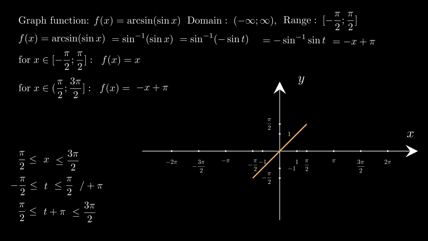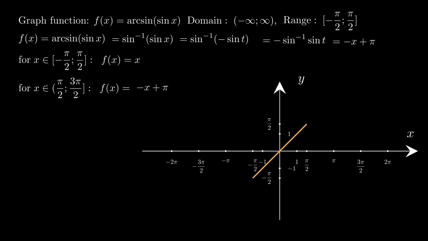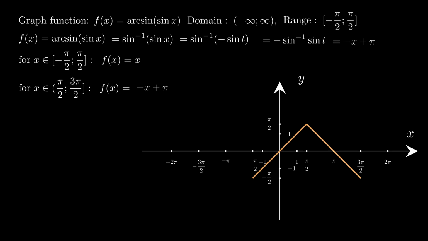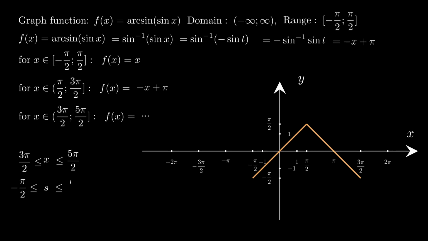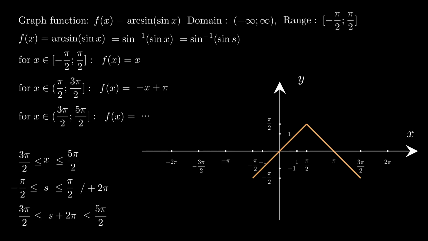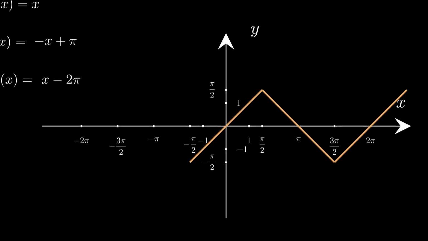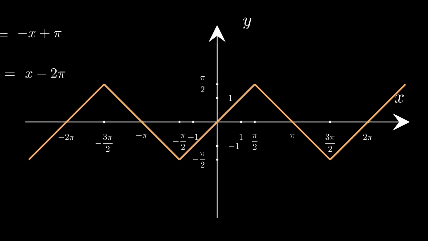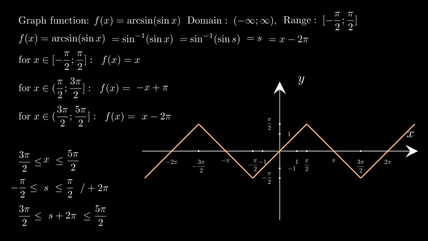Everything will happen in a very similar way. We will use another auxiliary variable, let it be s, and this time the final result is x minus 2 times pi. This makes the segment we drew identical to the one we started with. This is of course not a coincidence. The function we are drawing is periodic. And the final shape of the function looks as follows.